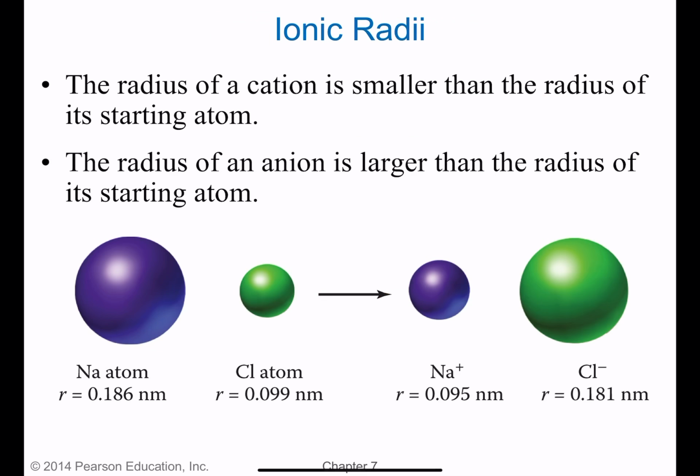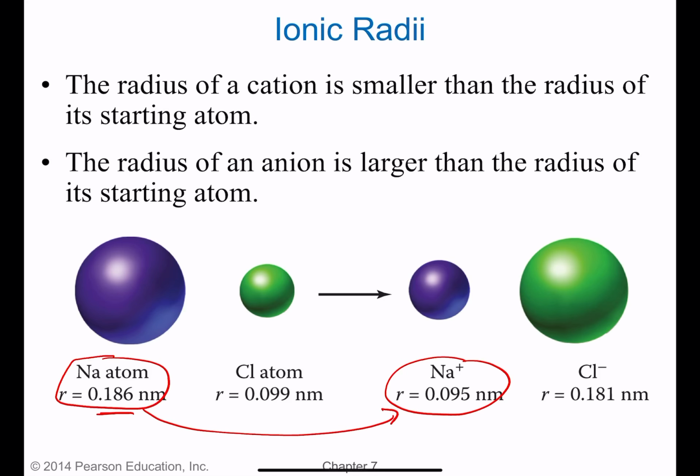Anytime you have a metal, like sodium here, lose an electron, so we went from neutral to a +1 charge, it's losing that outer shell, so its radius gets smaller. Notice its radius went from 0.186 nanometers down to 0.095. So these metals will get smaller when they lose electrons.